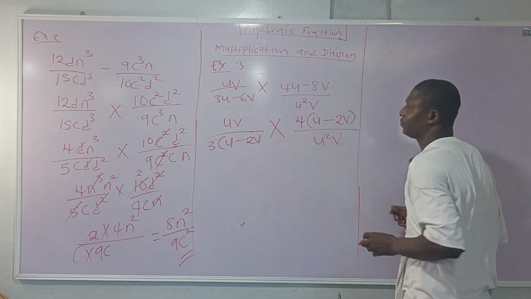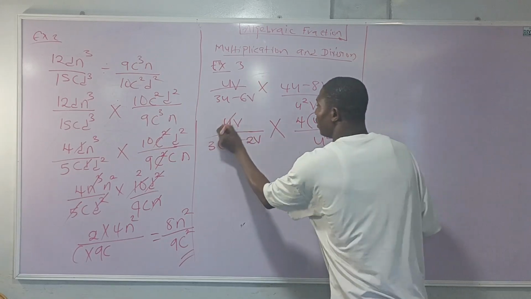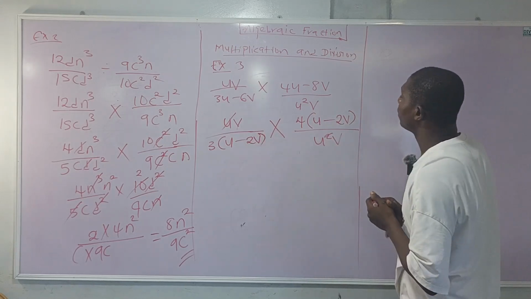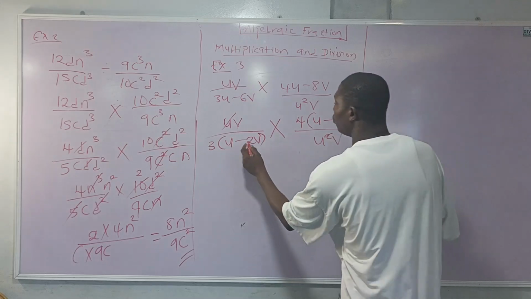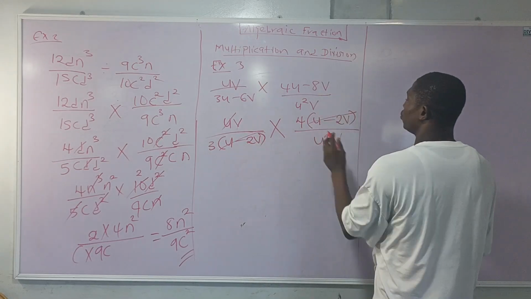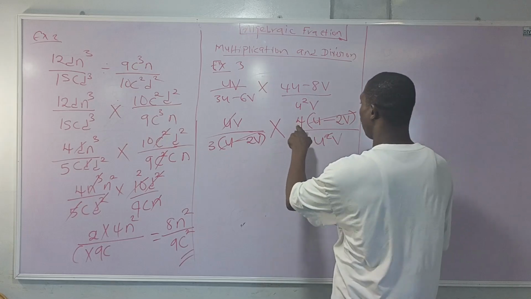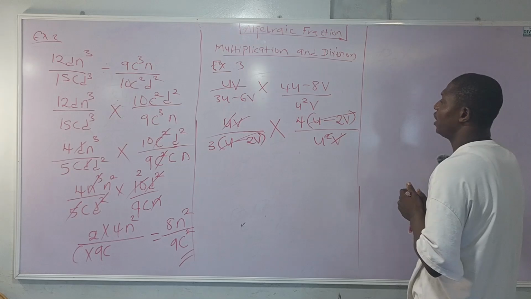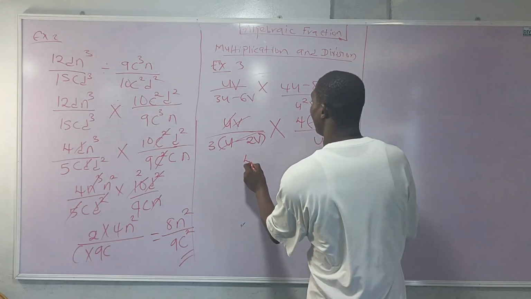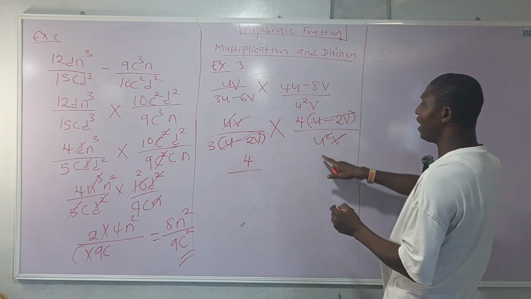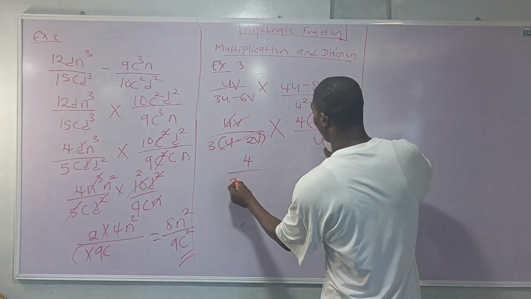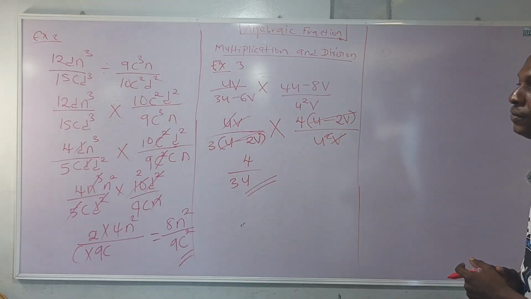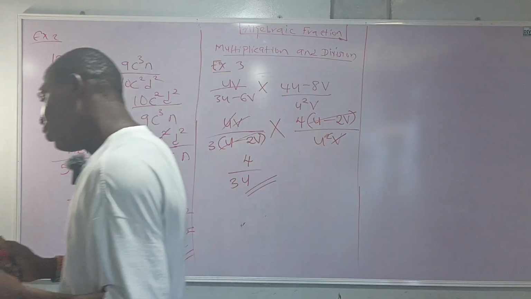u square v. Now, this u can cancel the square. And also, u minus 2v can cancel u minus 2v to give me 1. So I have 4 multiplied, v also can cancel this v. And what do I have left? At the numerator I have 4, and at the denominator I have u and 3, giving me what? 3u as my answer. Let's move to the next question.